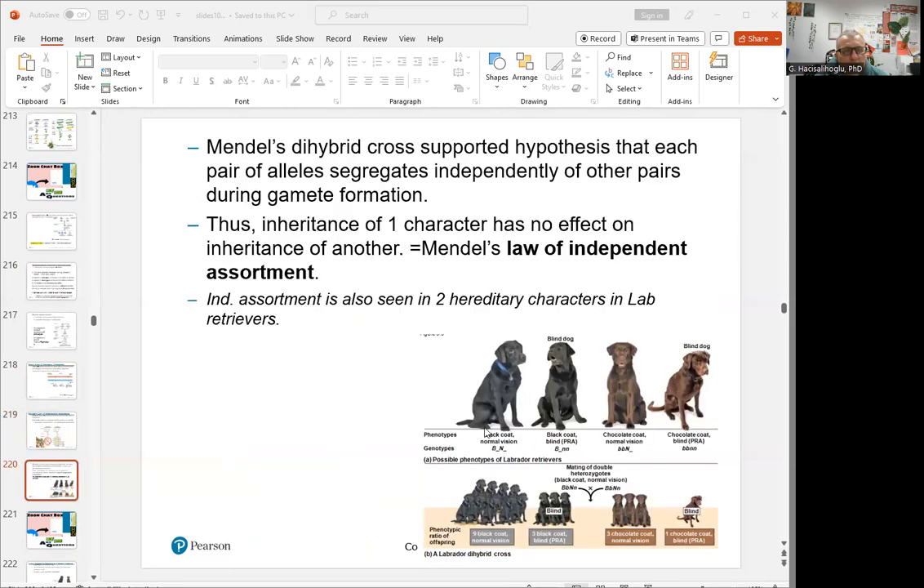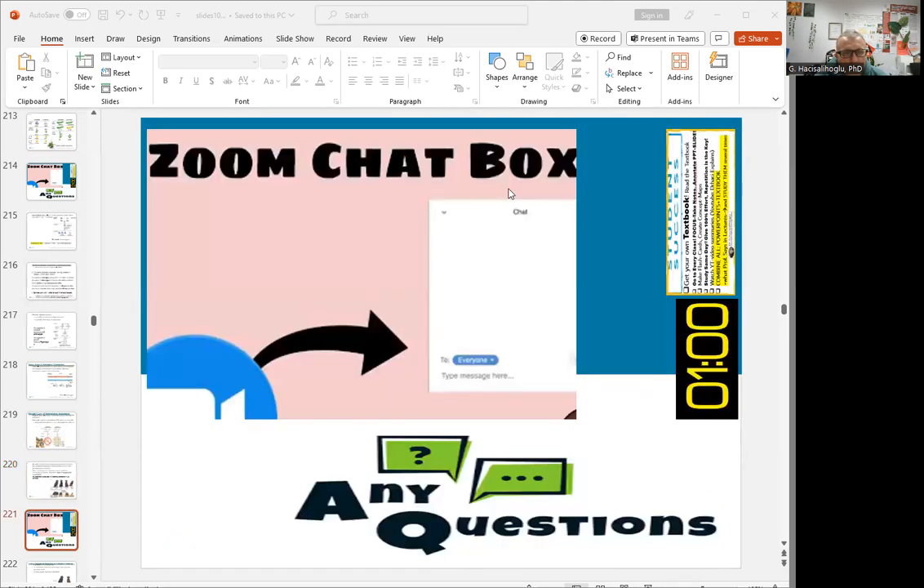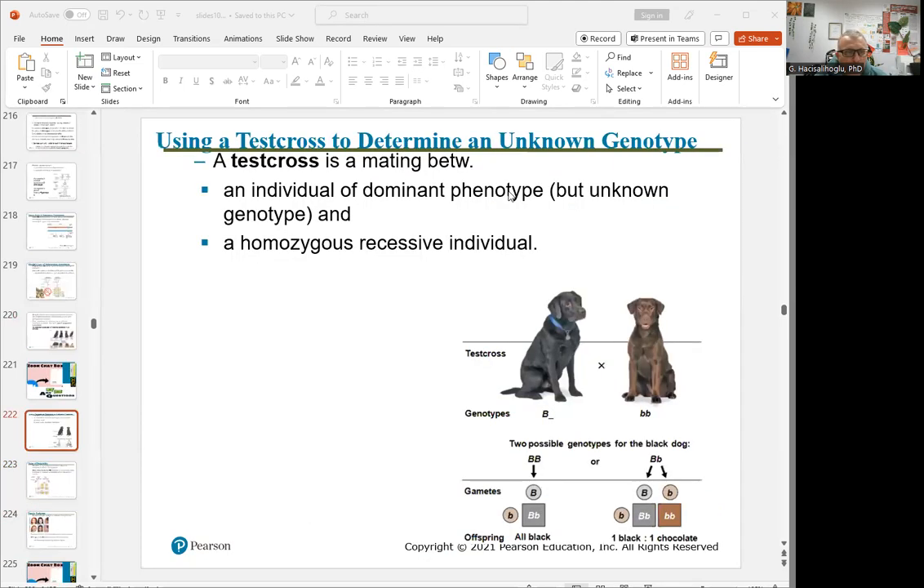Mendel also came up with this law of independent assortment. We also saw this in meiosis, the law of independent assortment, right? So that means alleles actually independently go to the gametes. There is no order, and we don't know which order they're going to.